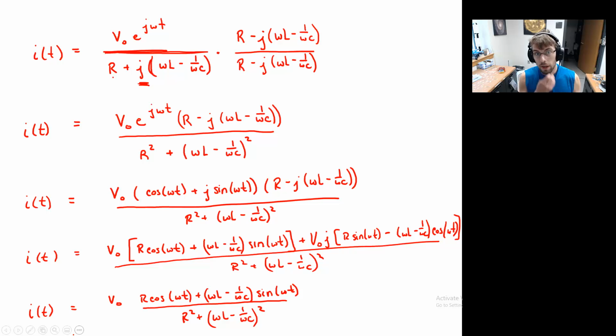Now I know that you had to do a little bit more algebra, but I would argue that doing the algebra is a lot more fun. Fun might not be the right word, but a lot easier than having to deal with the differential equations. Okay, so that's number one.